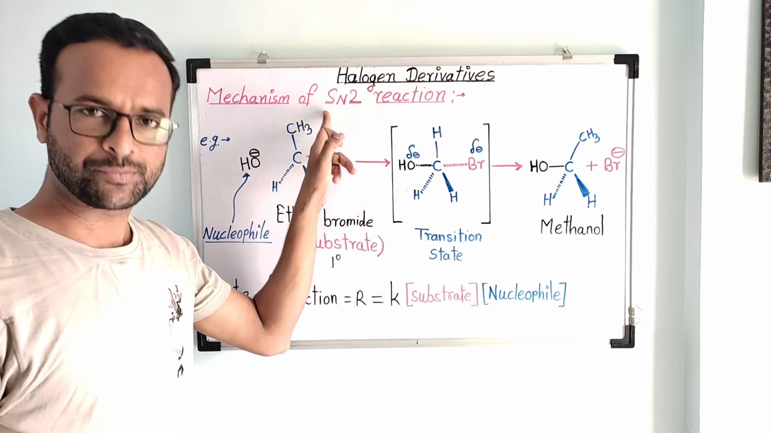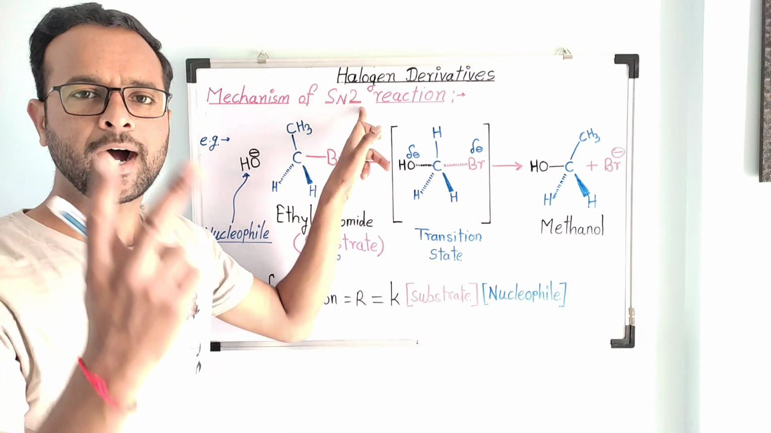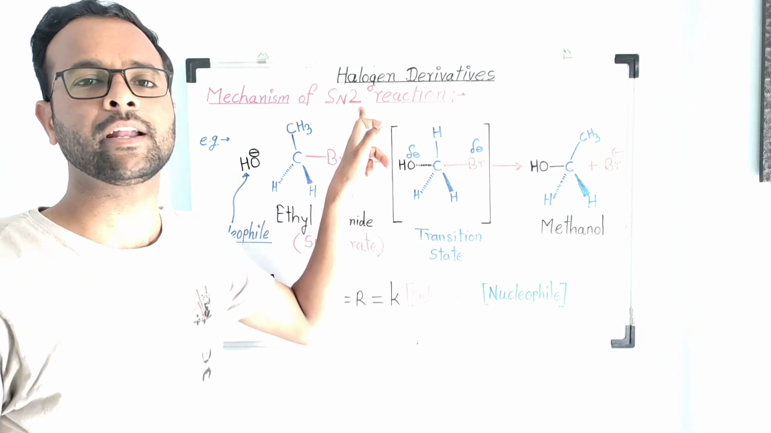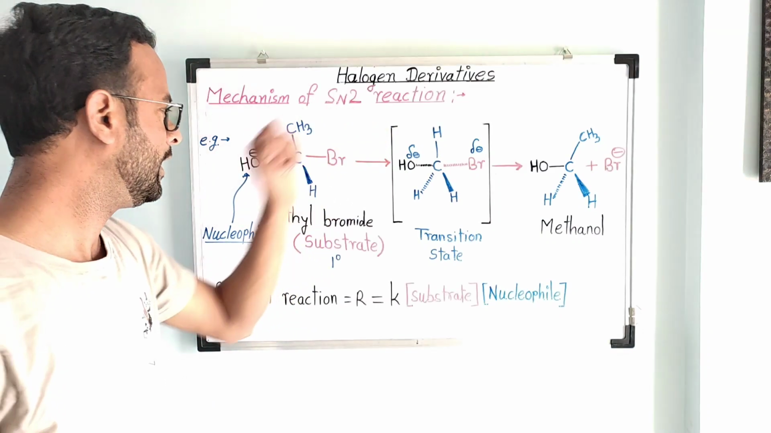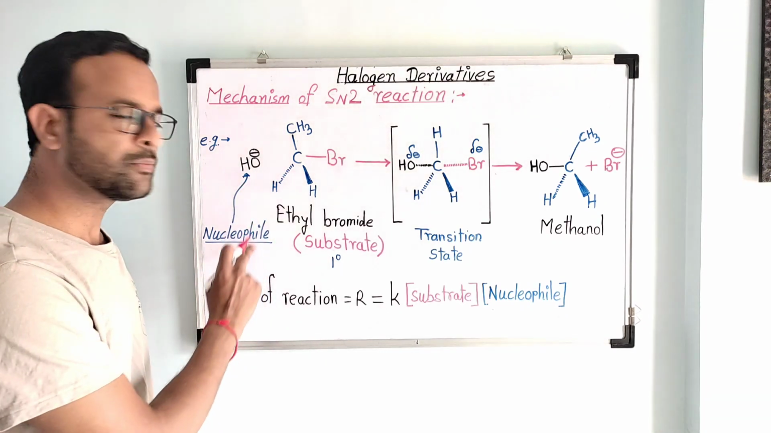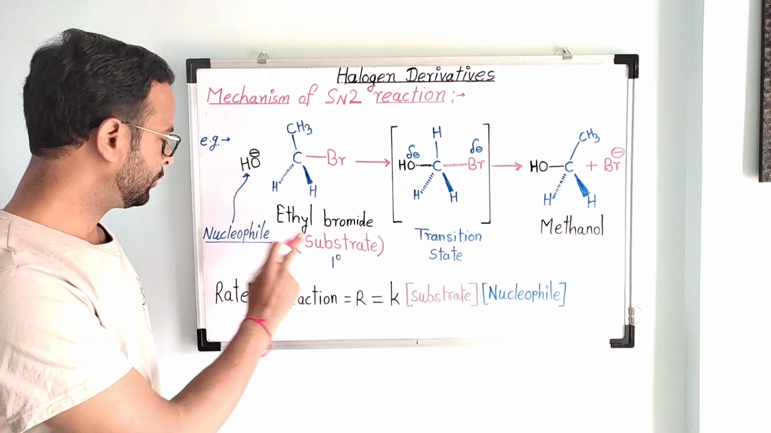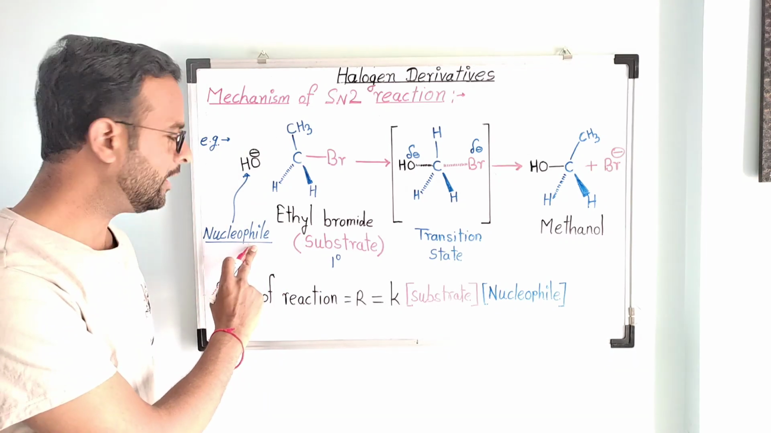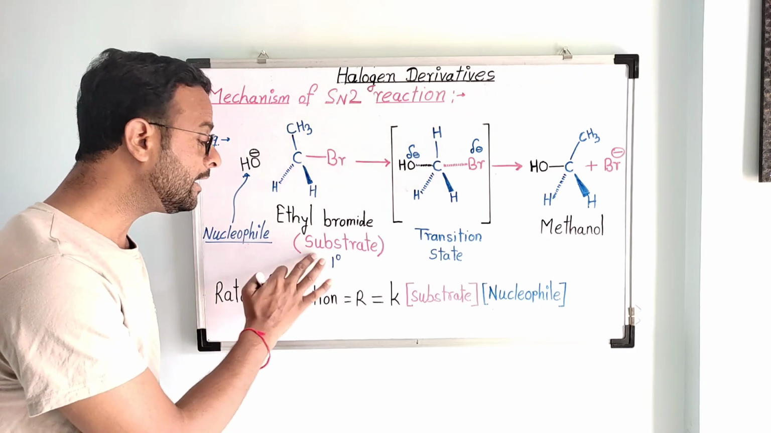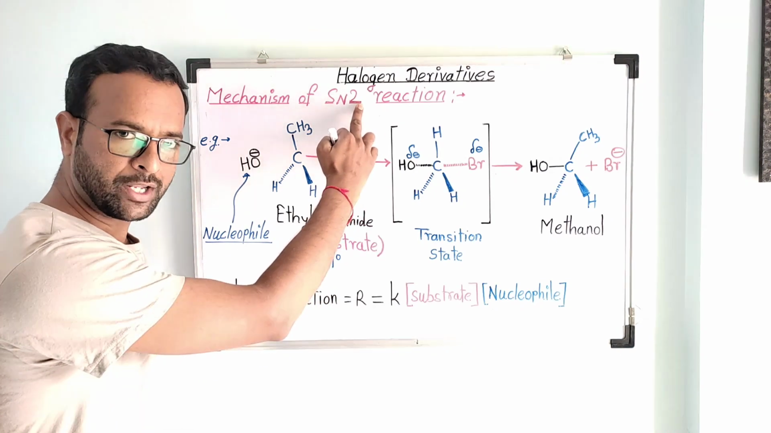As you know, S means substitution, N means nucleophilic and 2 means bimolecular. Bimolecular means two molecules are involved in the reaction. Let us see. This is the nucleophile, the first molecule, and the second molecule is the substrate. So how many molecules are here? Two molecules. So it is bimolecular.